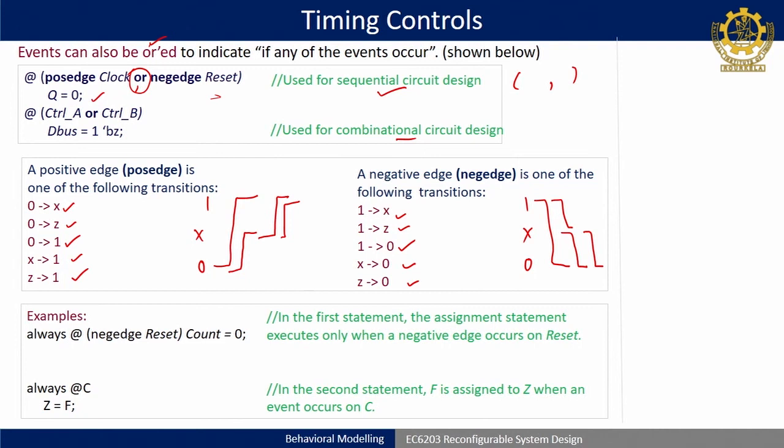Here is another example to show that if the negative edge of reset happens, then this block will be executed and the count value will become 0. It is something like you can make your count output reset to 0. And here, if there is an event in C, then the Z value will become F. These are a few examples you can see.